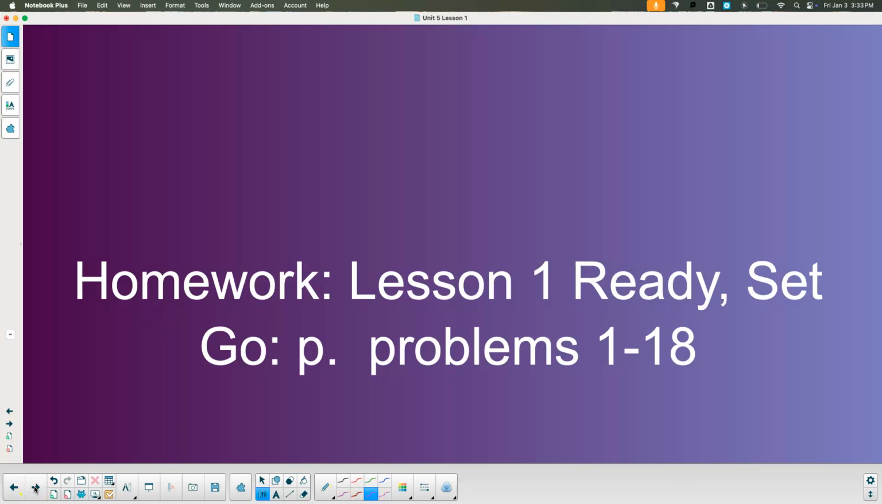Your homework tonight is Ready, Set, Go. I don't know what pages it's on, but it's lesson 1. I think it starts on page 11, I want to say, would be my closest guess. But you're going to do problems 1 through 18.